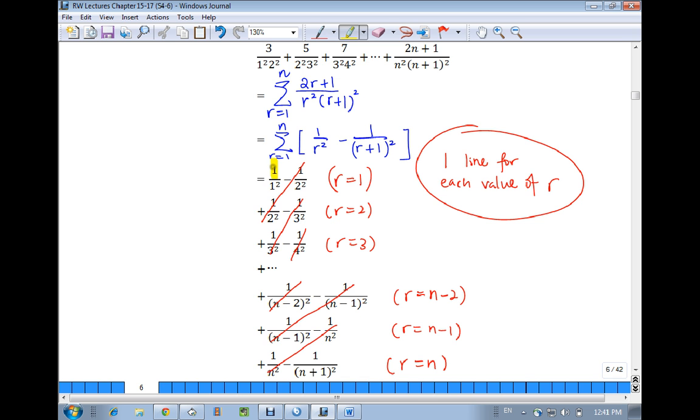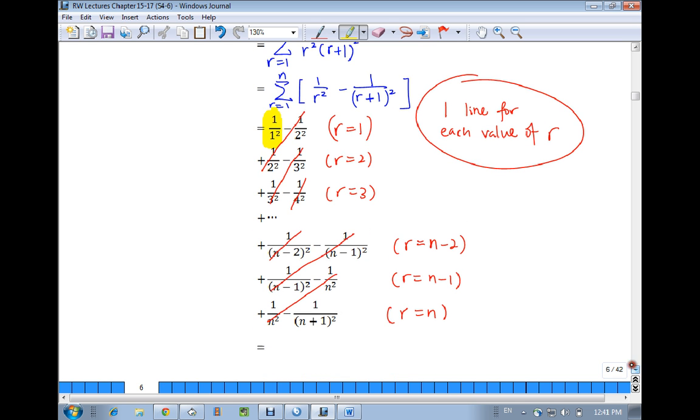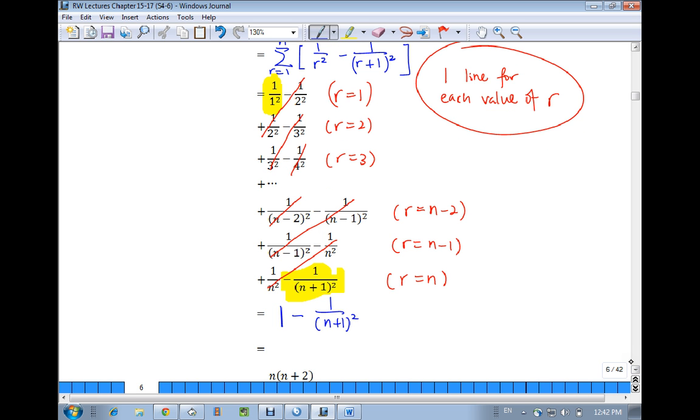What we are left with is this and this. Magic, right? So nice, right? Beautiful. Math is beautiful. Therefore, my answer is 1 minus 1 over n plus 1 squared. Actually, this expression is already quite nice. If the question didn't ask you further, I'm quite happy with this. I really am. But never mind.